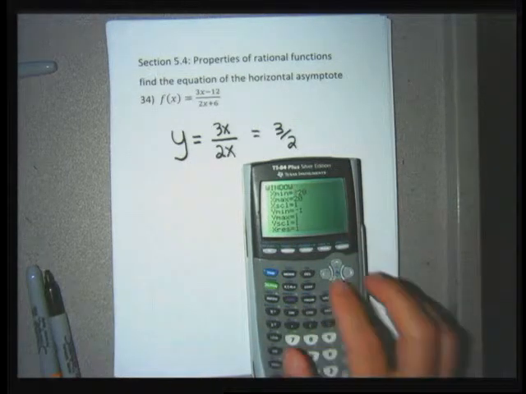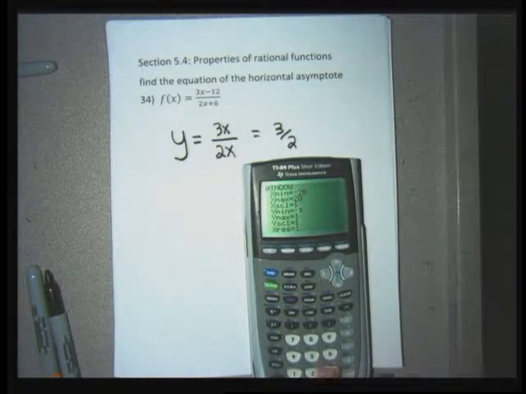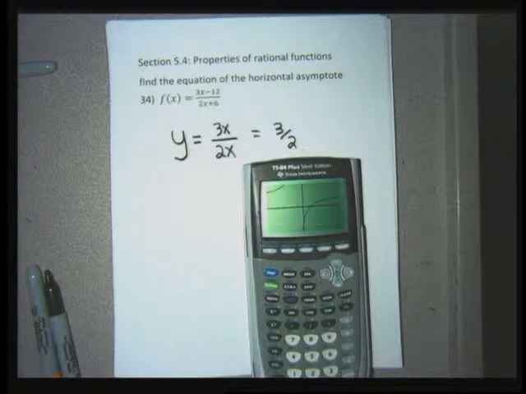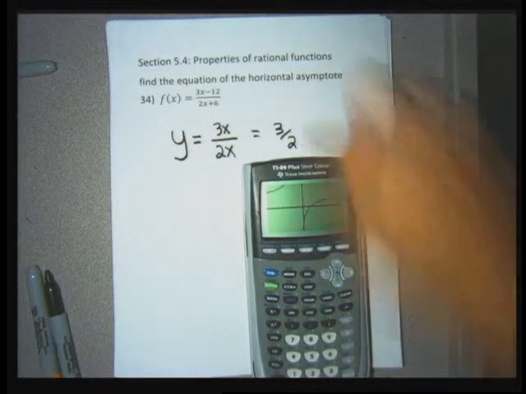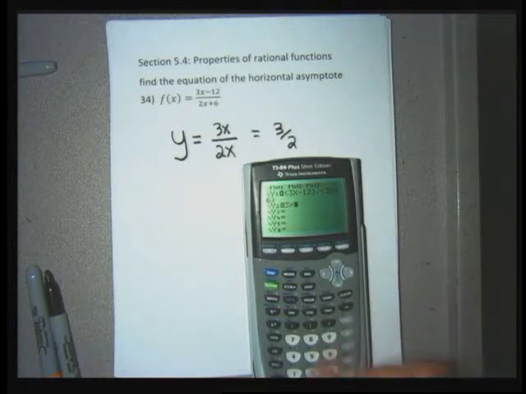My window's not going to show that. I like the x's at the 20s to show this. Let me make the y's at the 3s. So I'm showing just a real narrow band of this graph. And now I'm going to draw the line y equals 3/2. And so you can see how the graph is going to be drawn to y equals 3 divided by 2.